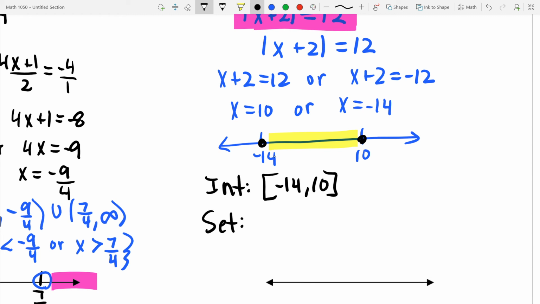Set is x such that, if it's in the middle, remember you go -14 is less than or equal to x is less than or equal to 10. You write it in one long inequality. Is that right? That set notation? There's something wrong. Forgot my equal sign. Yes.